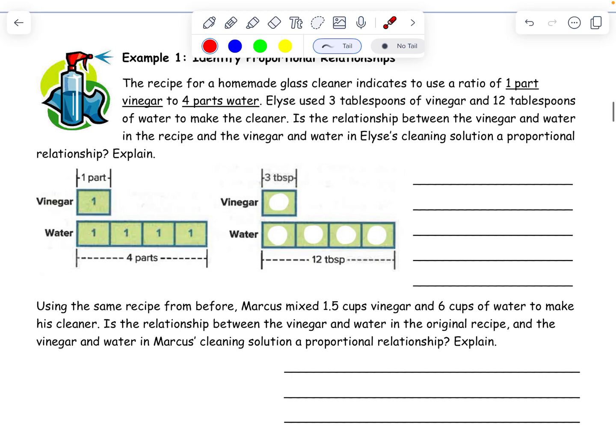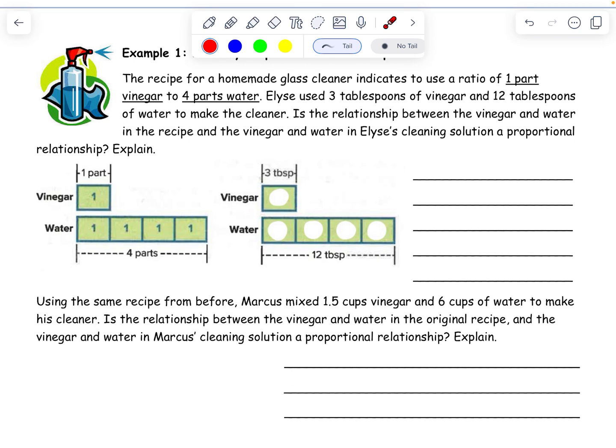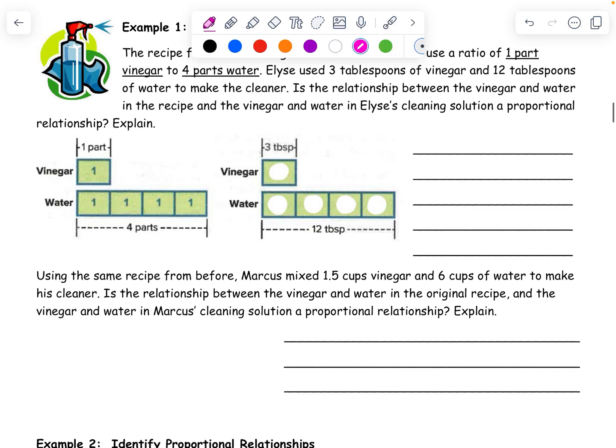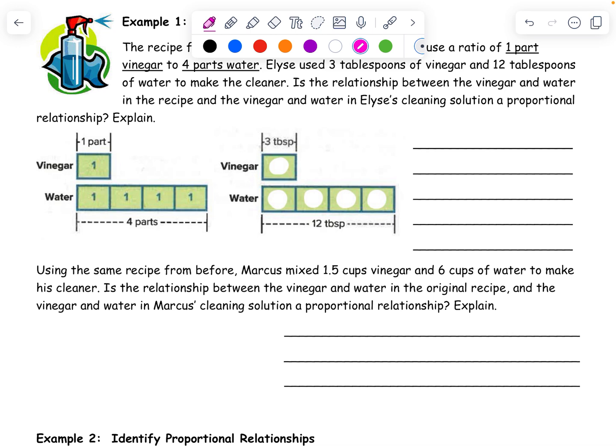Is the relationship between the vinegar and water in the recipe and the vinegar and water in Elise's cleaning solution a proportional relationship? Explain. So to set these up, you want to make this into a fraction. Okay, so you could have done this as 1:4, but let's do 1 over 4. Okay, and this is vinegar. We want to make sure we know which one is which, vinegar to water. All right, we'll look at this now. We make the fraction again, ratio again. So vinegar is 3 tablespoons, and the water is 12.